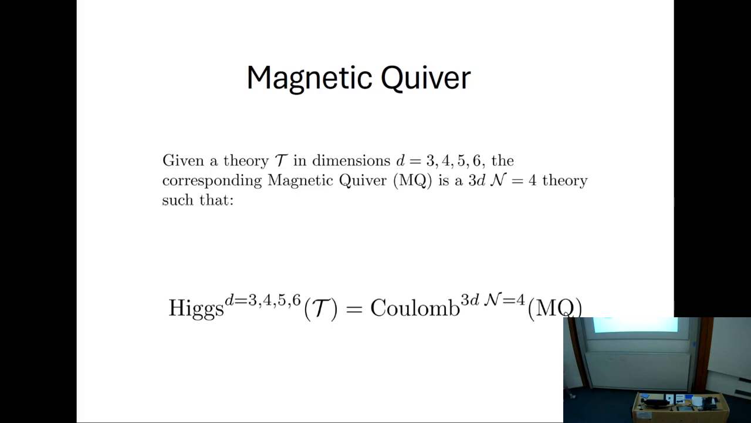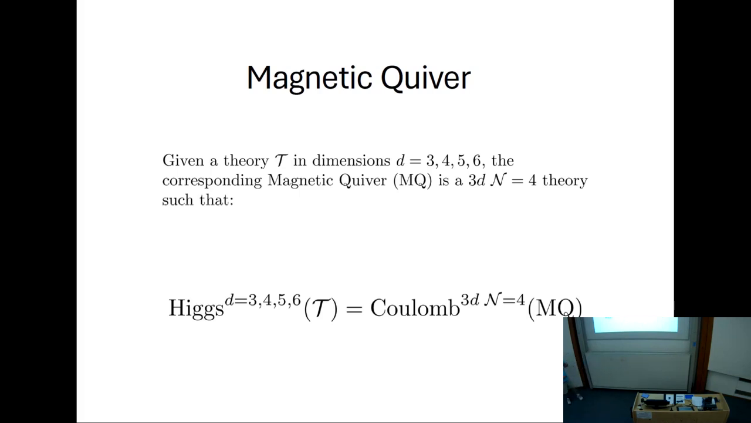The second question is, why did I go through all this trouble to find this new little object? Well, in the last decade or so, many tools have been invented specifically to study 3D N=4 theories and their Coulomb branch. So once I have this magnetic quiver, it's really in my comfort zone. I have many different tools to study the Coulomb branch of this theory, which then equivalently studies the Higgs branch of T, even if it doesn't have a Lagrangian description.